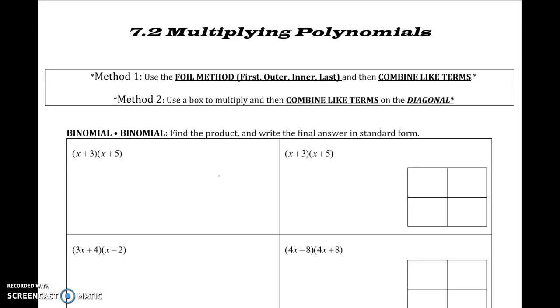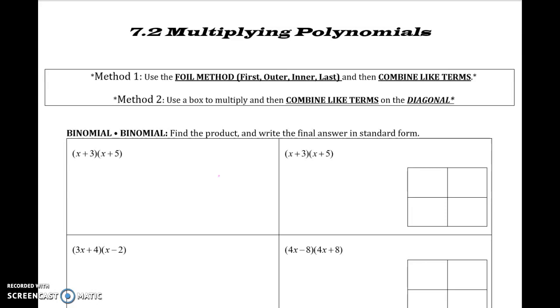We'll also review it in class tomorrow. And it's also going to contain some like terms. If you remember yesterday, we talked about classifying polynomials and adding and subtracting them. So all of that is going to come into play in this lesson as well. And then we'll look at a second method in just a moment also.